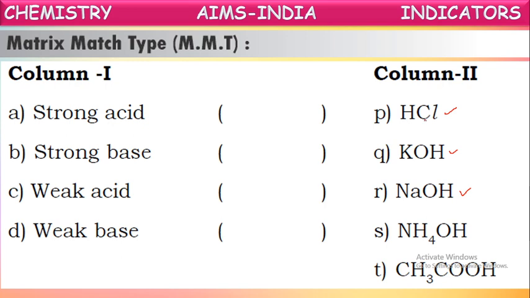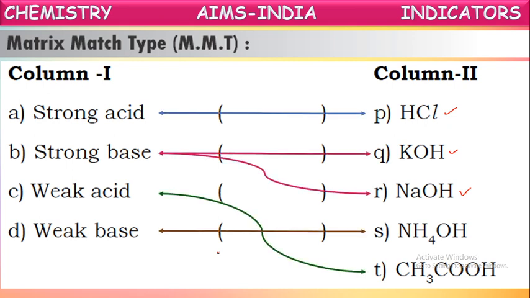So strong acid is HCl. Strong bases are potassium hydroxide and sodium hydroxide. Weak acid is acetic acid. Weak base is ammonium hydroxide. See, which will be the correct matching now? Check once. Isn't it? Okay. Let's see next.